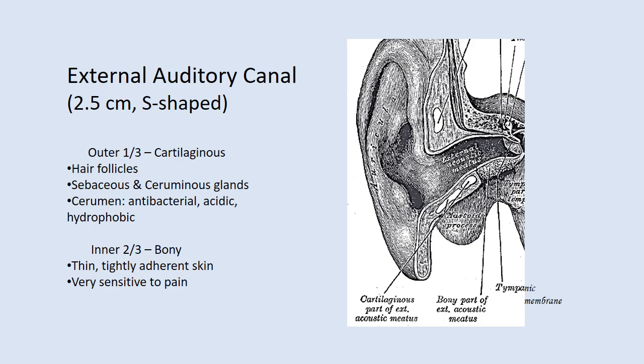The inner two-thirds is bony. The skin here is very thin and tightly adherent to the periosteum. This is why even minor swelling from something like a boil in this area can be excruciatingly painful, as there is no room for expansion.